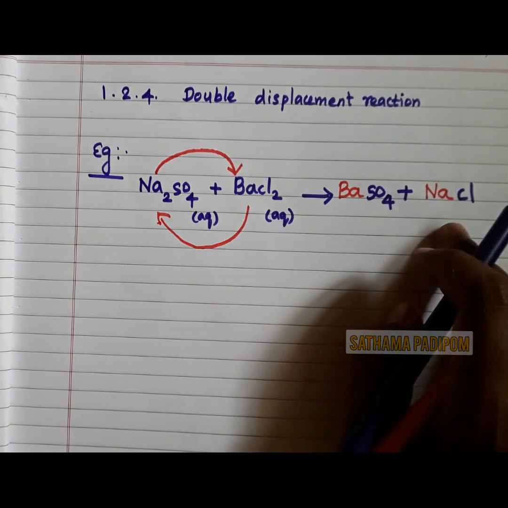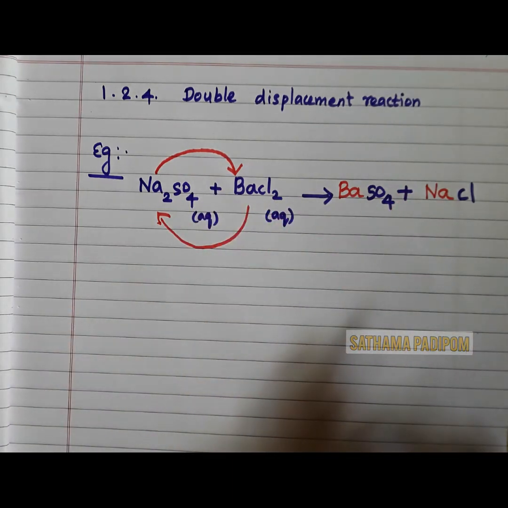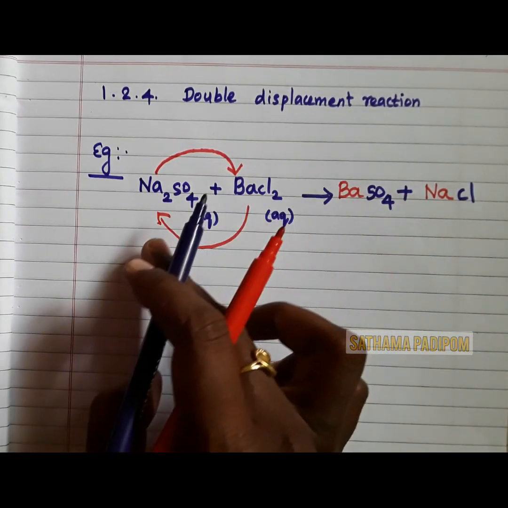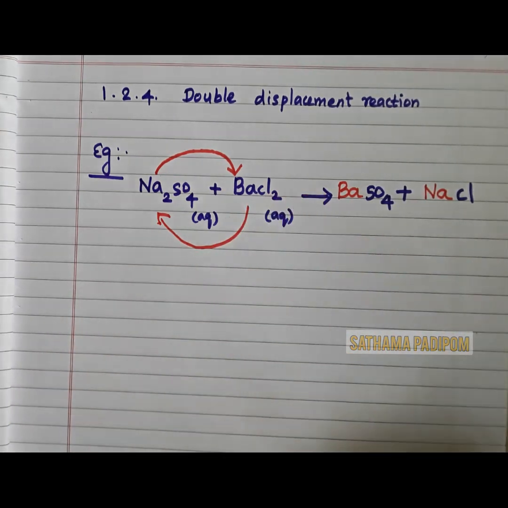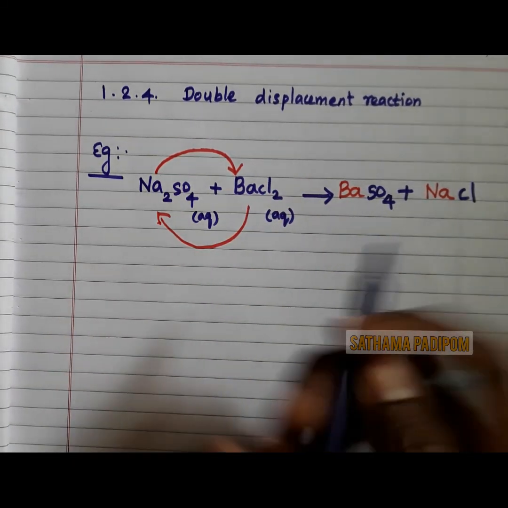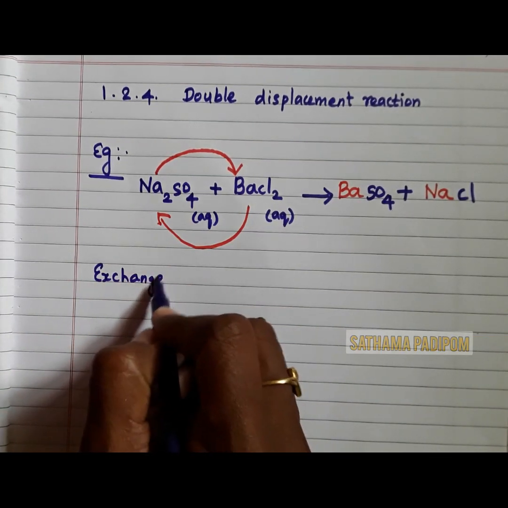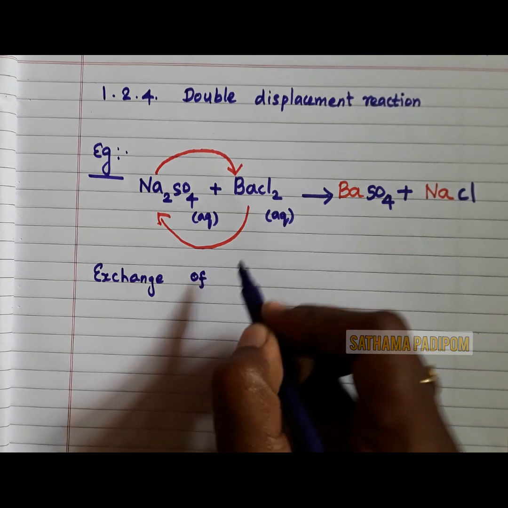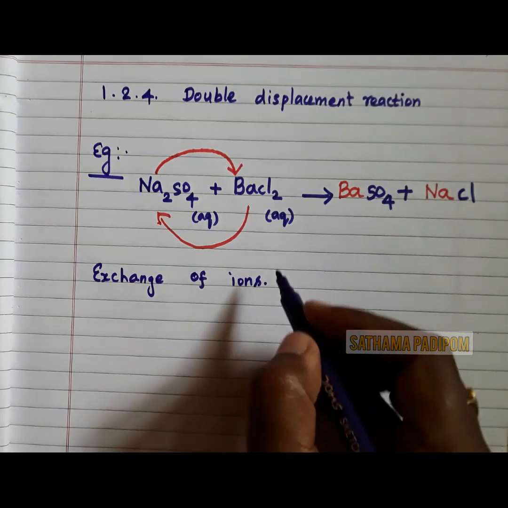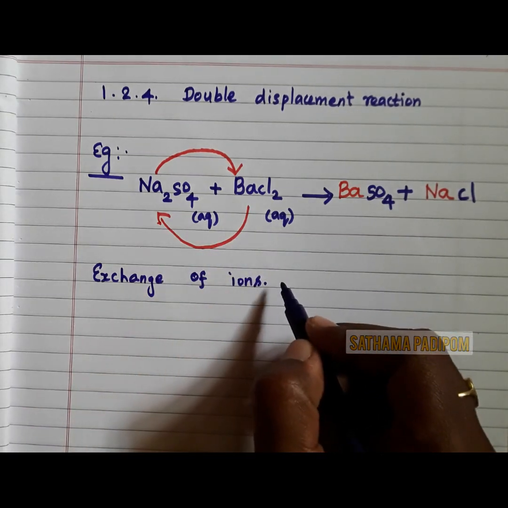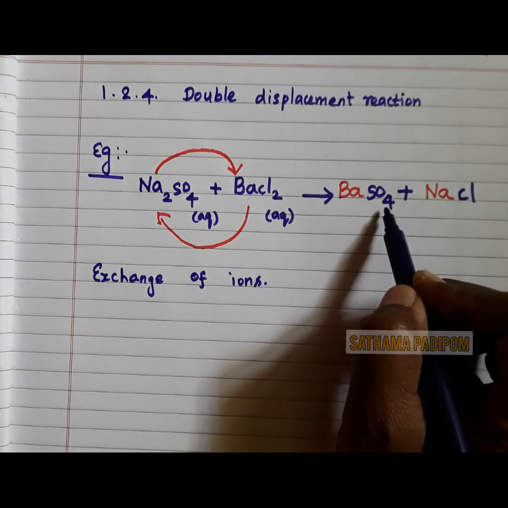To differentiate, I have mentioned the colors, for your understanding of how the displacement takes place. Barium sulfate and sodium chloride. So what is the double displacement reaction now? Exchange of ions. And the other name for this reaction: barium sulfate is the precipitate.